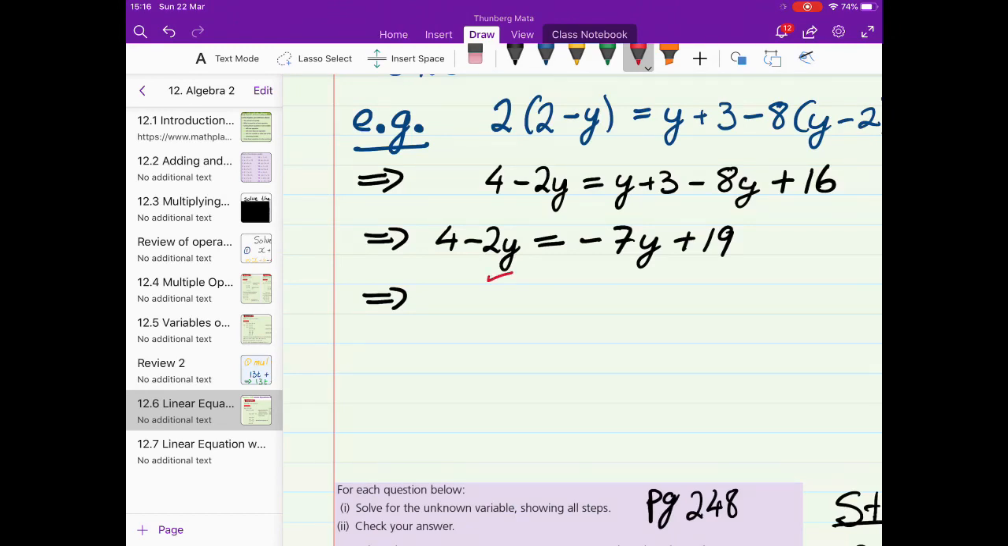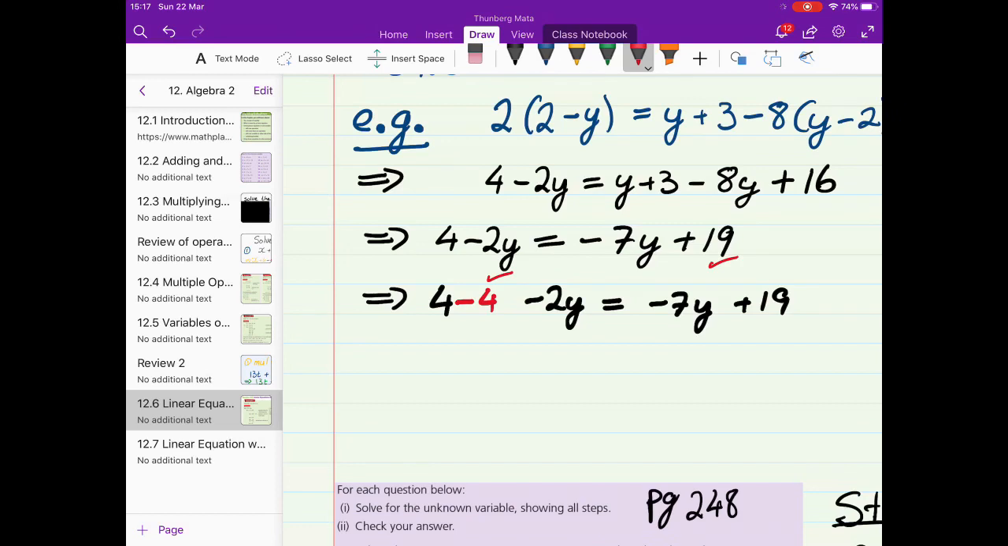So if I have a look here, I can see this is in the correct position for me. That's a variable. It's on the left-hand side of the equals. This is on the correct side. It's a number. It's on the right-hand side of the equals. So first thing I want to do is move that positive 4. So I have a positive 4 minus 2y is equal to minus 7y plus 19.